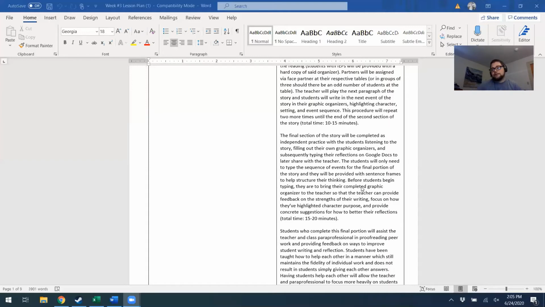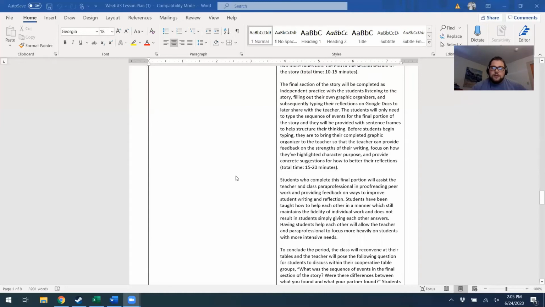So this last section, you have a couple more boxes in their graphic organizer to finish. They have the reading at their desk, but they're also viewing it on the board. They listen to the story, and they're finishing out the last couple of events of the story. Before they begin typing, bring it to the teacher. Allow me to provide concrete feedback. Paraprofessionals, another resource. Bring it to them. Have them provide concrete feedback on what they did well, what they need to do.